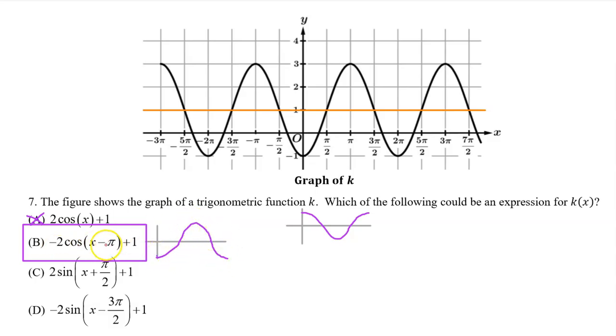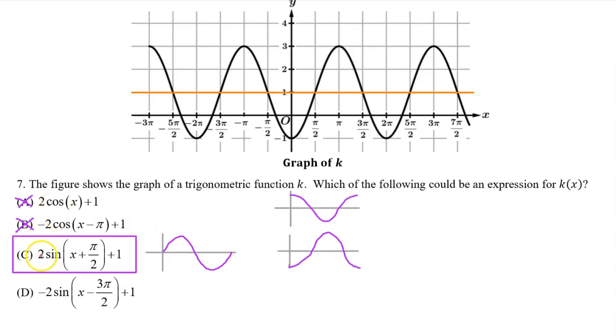Function B has a c value of negative pi, therefore a phase shift of positive pi. So the first period of function B should start right here at pi. If I trace out one period starting at pi, I get this shape, which is a right side up cosine function, not the upside down cosine we were looking for. So option B is not the answer.